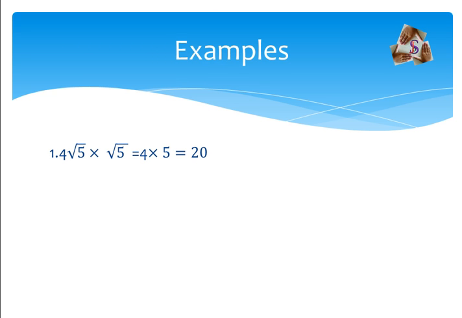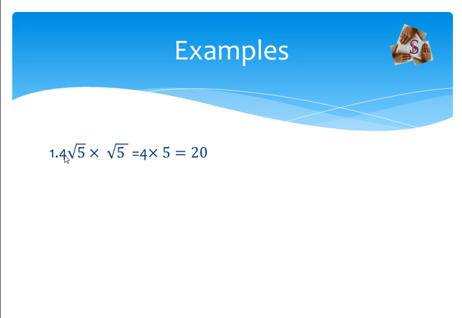4 root 5 is one irrational number. Root 5 is another irrational number. I am multiplying one irrational number with another irrational number.